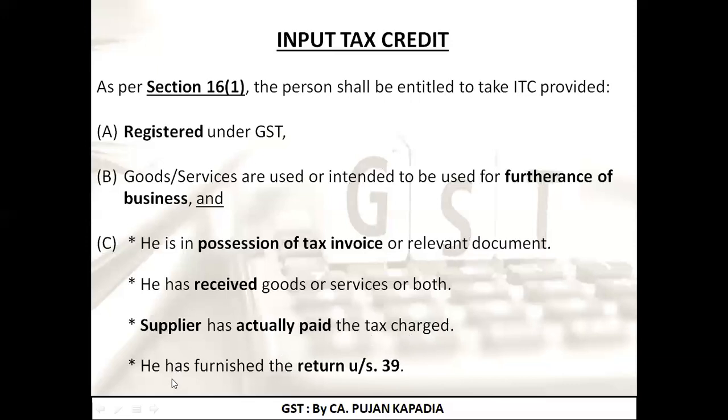And last is he has furnished the return under section 39. There are certain returns which are supposed to be filed under section 39, so those returns should be properly filed. If they are not filed, then it is not possible for you to take the credit. In short, in the third point, they are talking about four things. First is you should have a proper tax invoice. Second is you should have actually received those goods or services. Third, the supplier from whom you purchased the goods and to whom you have paid the GST should have deposited the GST with the government. And fourth, he should have filed his return under section 39.